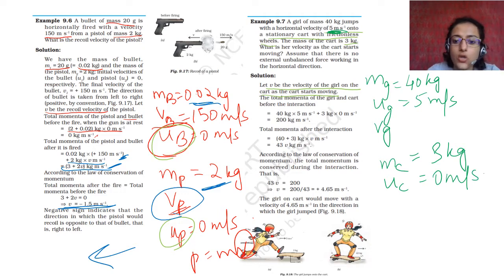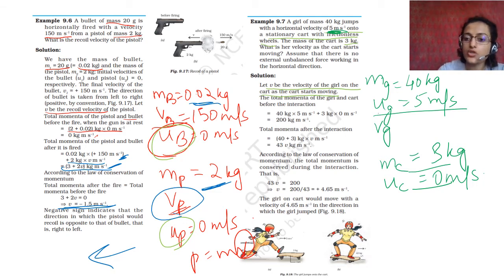Okay, so what is the initial momentum? The initial momentum of the girl is mg ug, and the initial momentum of the cart is mc uc, right? We know this, so the total initial momentum will be mg ug plus mc uc. Okay, this is the initial momentum.